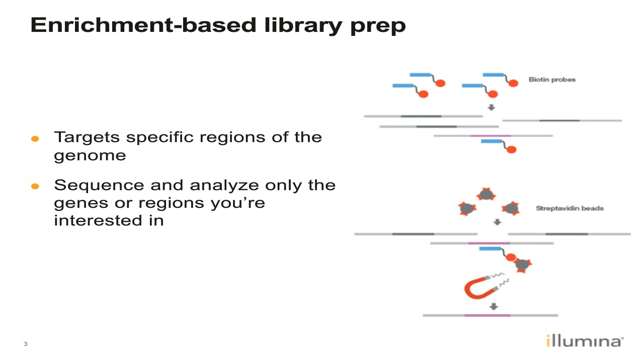The schematic on the right is showing a biotin streptavidin-based system where we have probes that hybridize to regions of interest. The blue probe is hybridizing to the purple fragment. The streptavidin beads are then linked to the biotinylated probes to help pull them out of solution, and you're left with just the fragment that you are interested in, and that is the enrichment process in a nutshell.